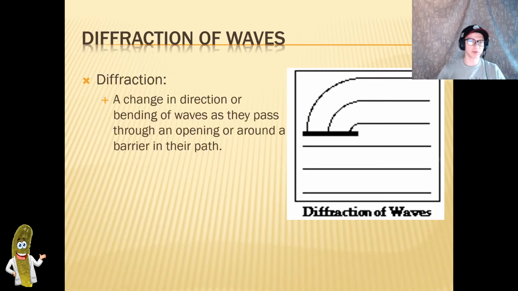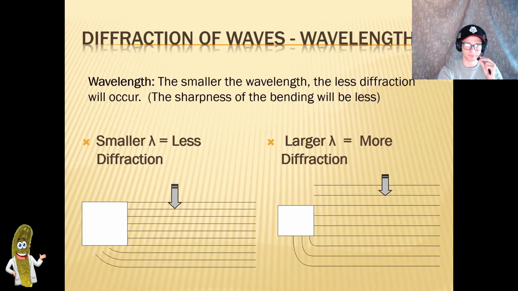The first one is the diffraction of waves, and that's a change in direction or bending of waves as they pass through an opening or around a barrier in their path. So this is light hitting some sort of wave, and then it has to change direction as a result of something getting in its way. The idea with diffraction of waves is that the smaller the wavelength, the less the diffraction will occur.